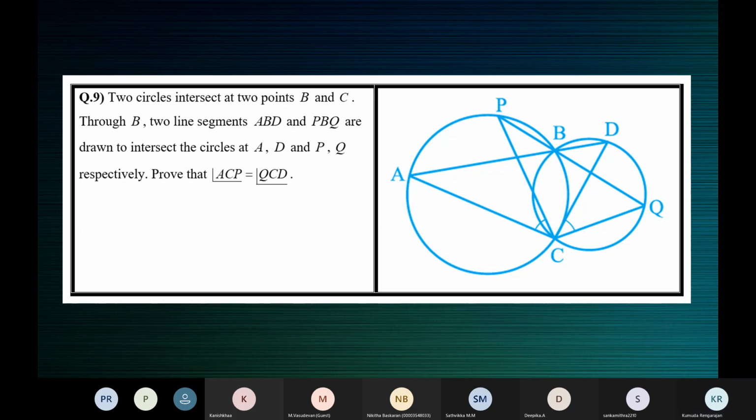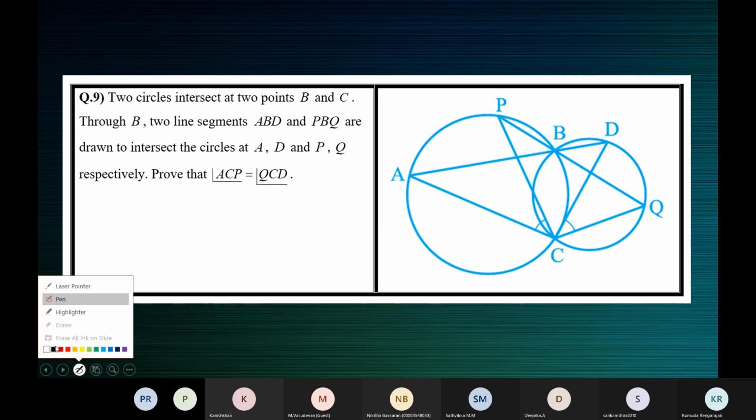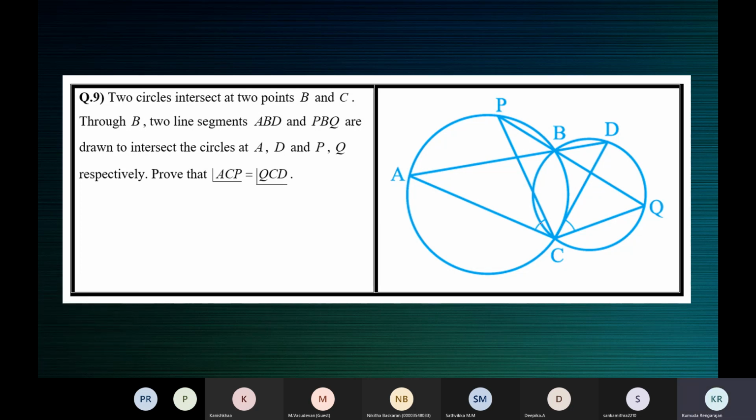Okay, so here in this figure, we'll have to show that angle ACP, it's marked here, is equal to angle QCD. QCD is marked here. We need to show that these two angles are equal. Let me number them.